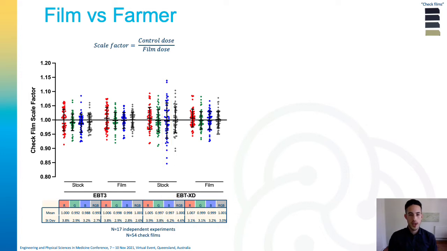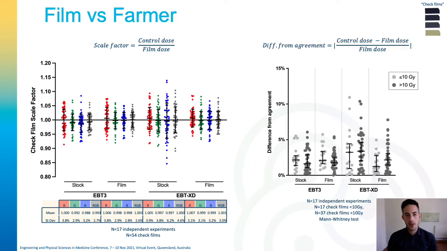An immediate question which arises from this graph on the left is whether the noise in the dosimetry relates to the dose that's delivered to the check films. And so on this graph on the right, we present the absolute difference from agreement between the RGB film dose and the control dose. And we stratified that at this 10 gray threshold, which is the recommended upper limit for EBT3. And what you can see is that for both of the film types and the netOD methods, there was no difference in the absolute difference from agreement between the check films and the known dose at that 10 gray threshold.